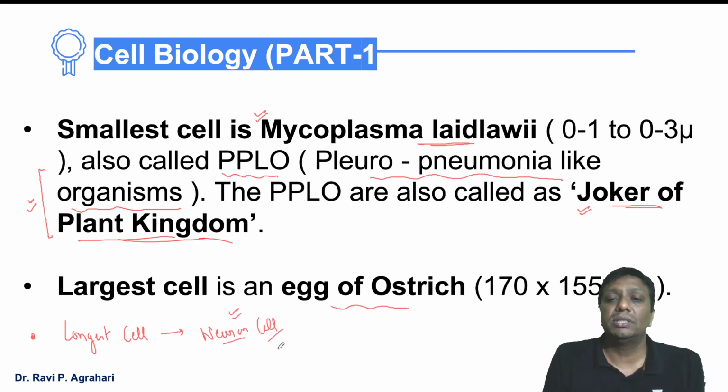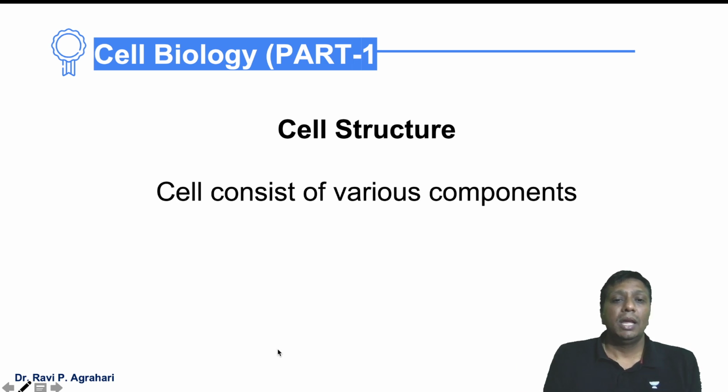So what about the smallest cell? Mycoplasma laidlawii. Mycoplasma laidlawii has many other alternative names. Those people know very well. And the largest cell is the egg of an ostrich. Everybody knows this. Now finally we'll come to the cell structure.